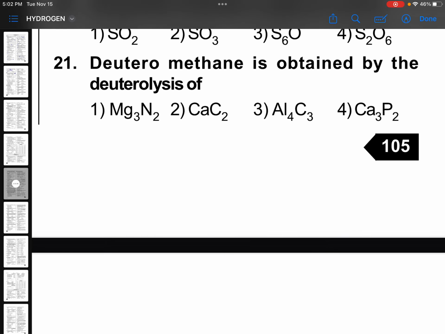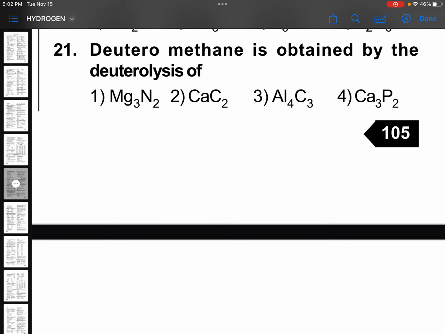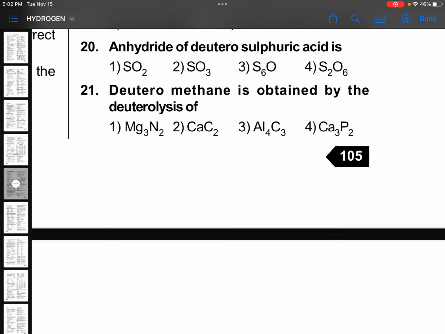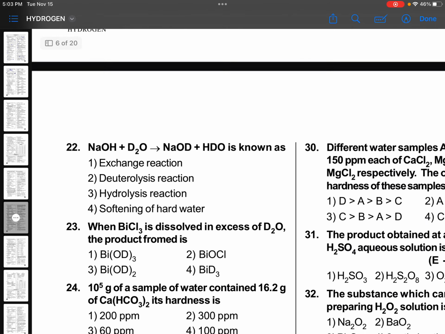Deuteromethane is obtained by the deuterolysis of, Deuteromethane means, for example, if you are taking Mg3N2, it gives ND3. ND3 is deuteroammonia. CaC2 gives C2D2, deuteroacetylene. Al4C3 gives CD4. CD4 is deuteromethane. Ca3P2 gives PD3, deuterophosphine. So your answer is Al4C3.